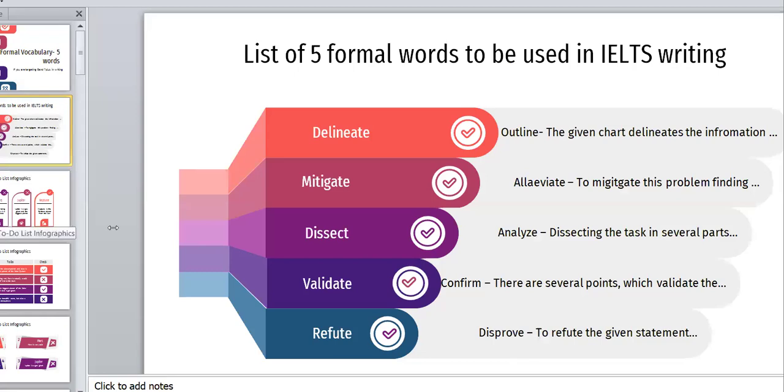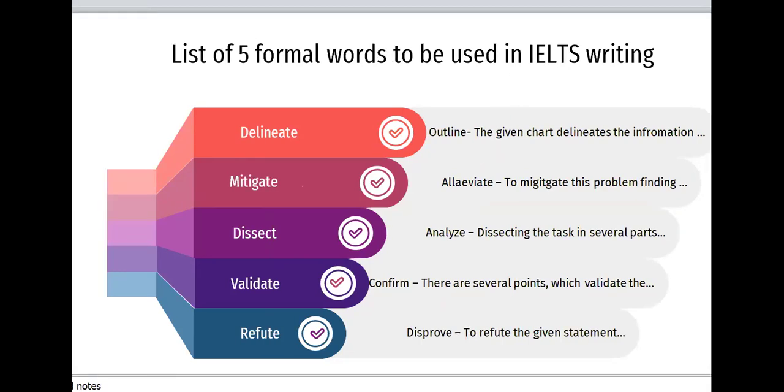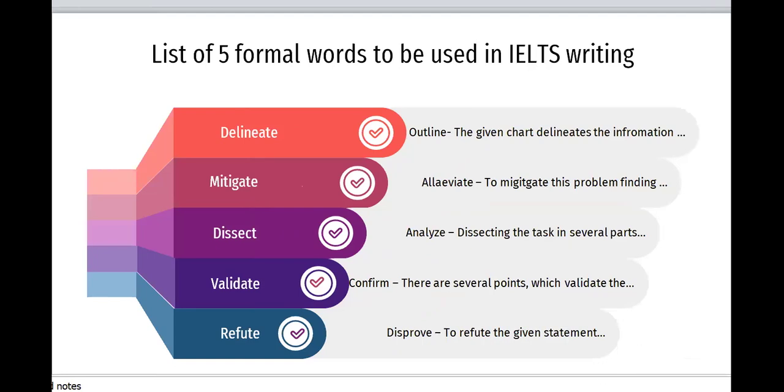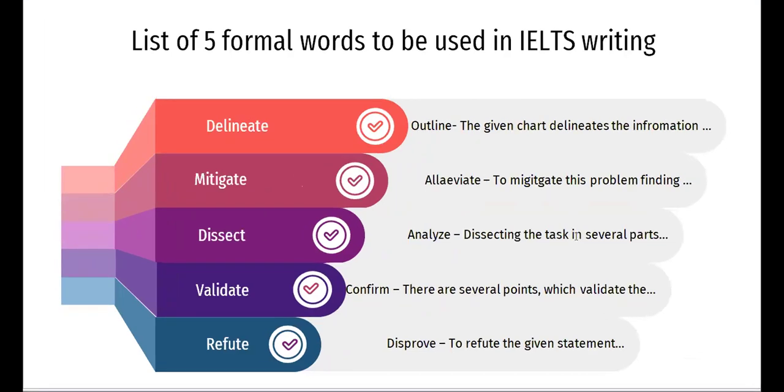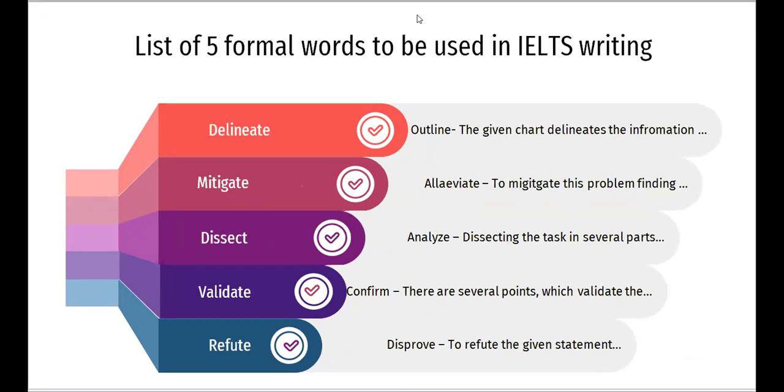Today's video is going to be very informative because it will let you know five words which are very helpful in improving your writing skills from band 6 to band 7 or more. I can say that if you are targeting more than band 7 for IELTS writing, this is really important to learn. So now let's start with the very first word here on the screen.